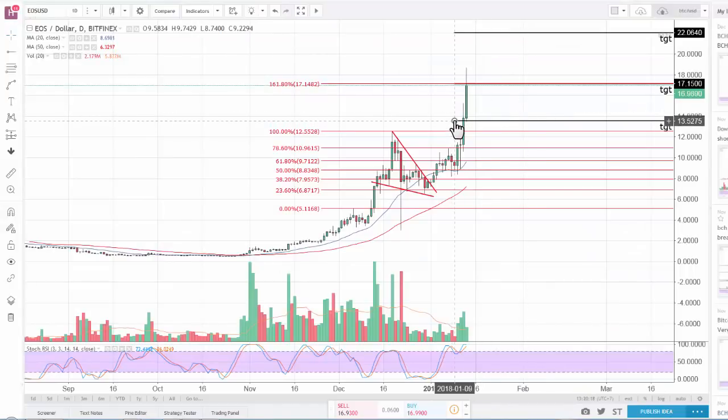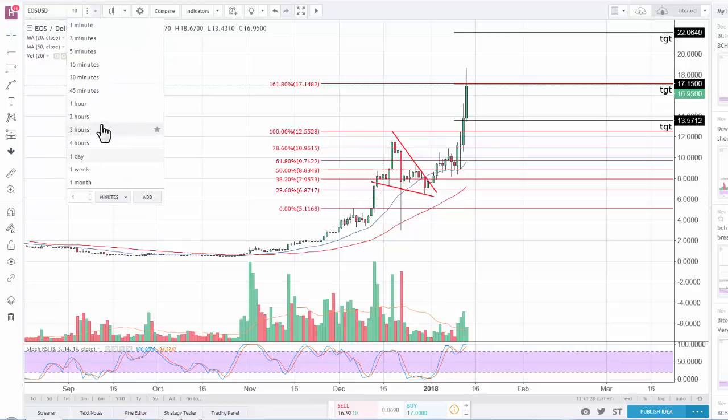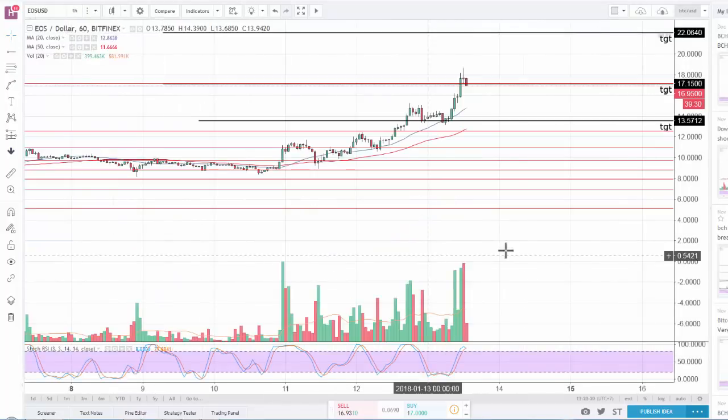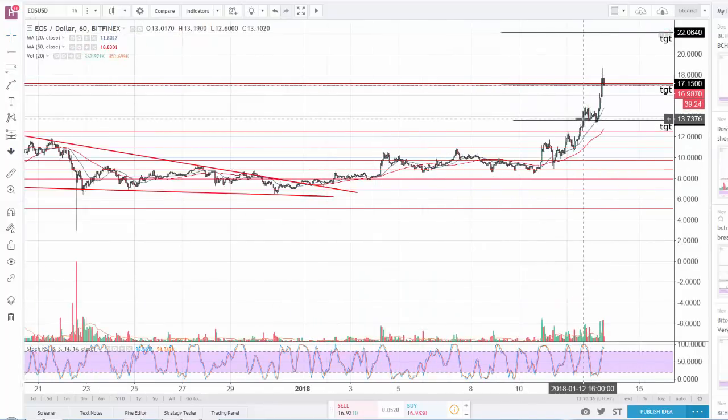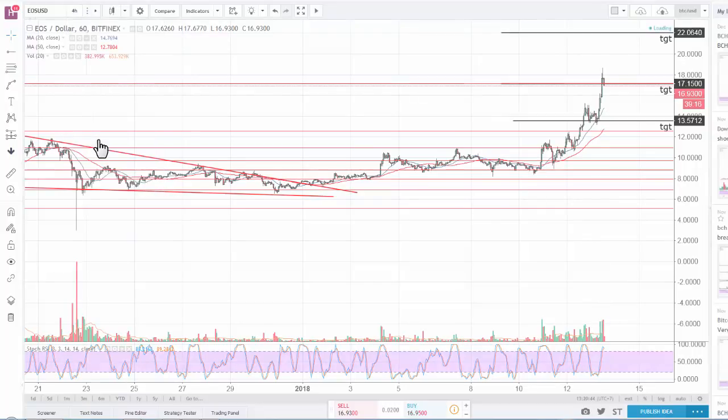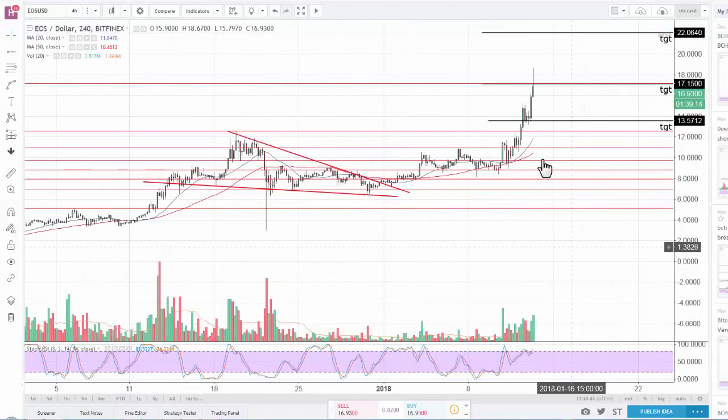So we passed through the first target. As I said, it would be only a little bit of resistance after breaking the previous all-time highs. If we go to smaller time frames, in the 1 hour chart we can see we did find some resistance, but it was actually more support than resistance. But anyways, we broke through this. Let me go to the 4 hour. So we broke through this.